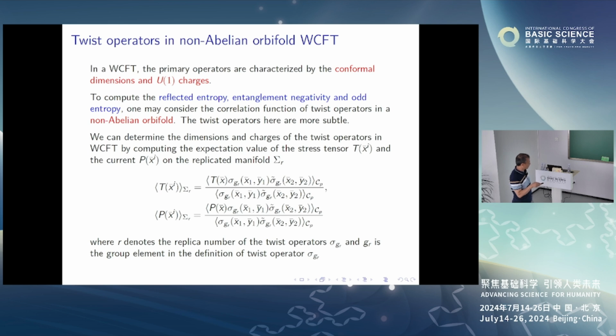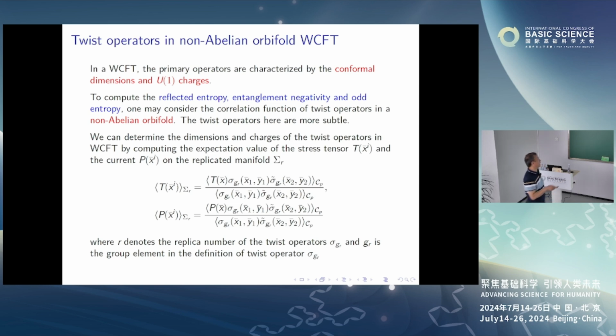One can compute the stress tensor T in a replica manifold. Then you can use the uniformization map from this replica manifold to a sphere, a topologically trivial sphere. Since the stress tensor, under this kind of conformal transformation, has some Schwarzian derivative, etc., it gives some non-vanishing answer on the left-hand side.